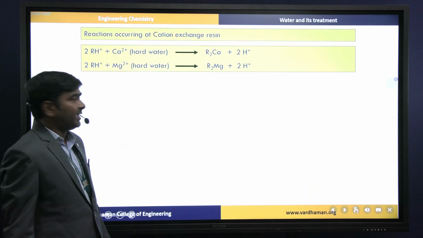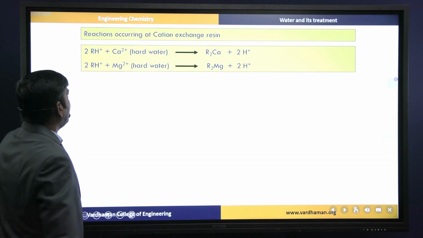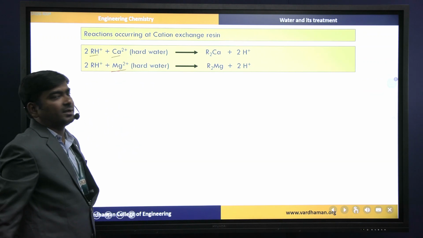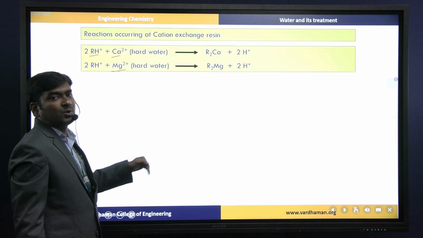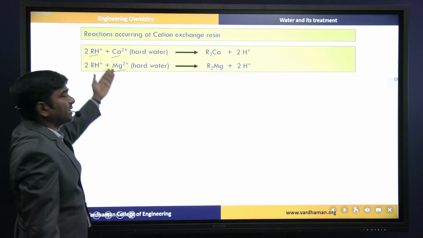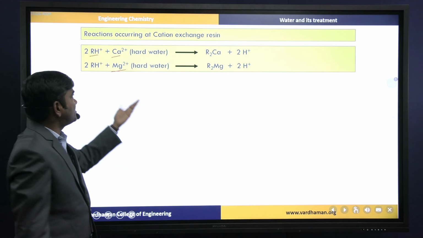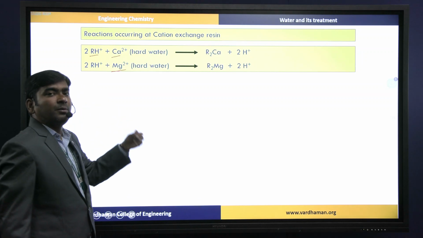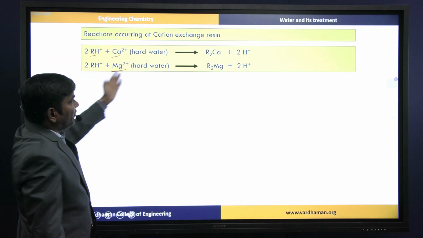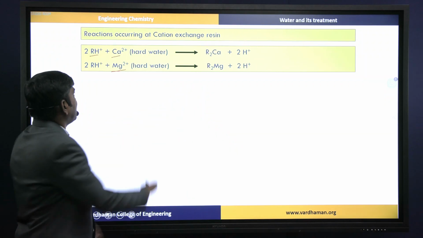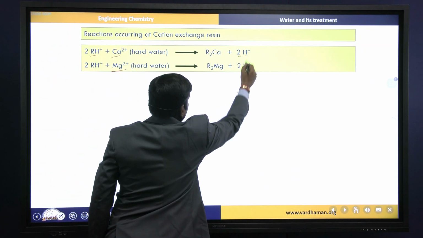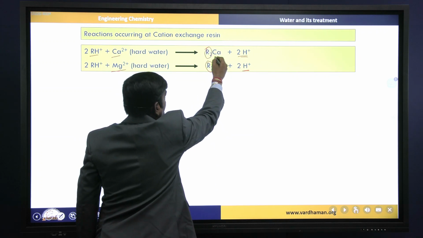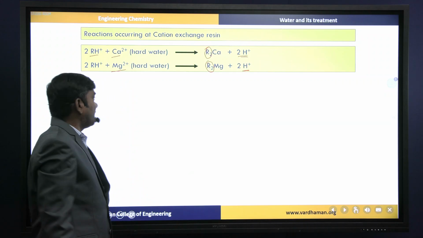Now the reactions. In the cation exchange resin bed, RH plus reacts with calcium plus 2 and magnesium plus 2 ions. Calcium plus 2 and magnesium plus 2 are associated with other anions. Calcium plus 2 means calcium sulfate, calcium nitrate and calcium chloride. Magnesium plus 2 means magnesium sulfate, magnesium nitrate, magnesium chloride and magnesium bicarbonate. So we get exchange of H plus ions. Here H plus ions are coming out, and this resin bed has captured calcium plus 2 and magnesium plus 2 ions.